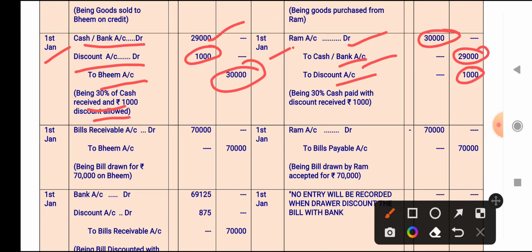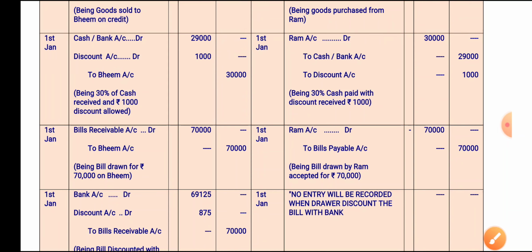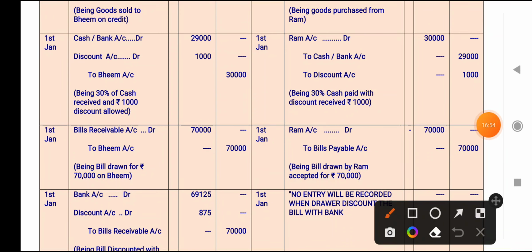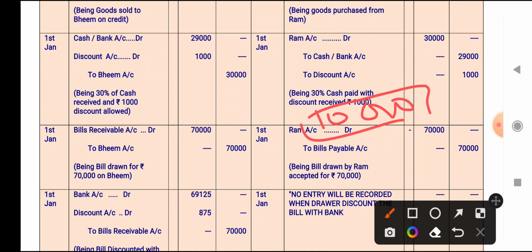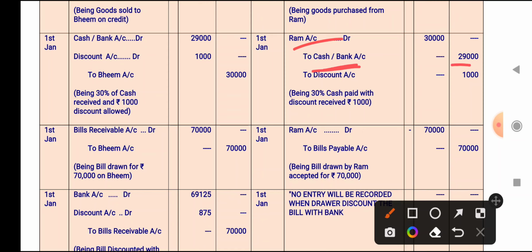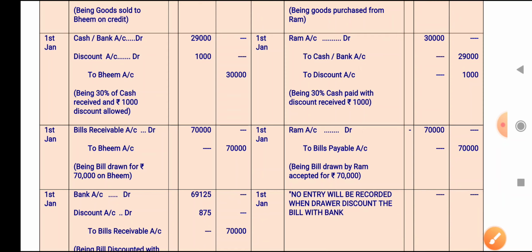Sir, why I am writing bank also along with the cash means, as per the Income Tax Act rules, any payment if you are making more than 10,000 rupees, it should be through account payee cheque or draft or any other mode other than cash. So electronic payment, you can do anything, but it should not be a cash payment. So that is why Ram account to cash or bank I am writing, as the amount is 29,000.